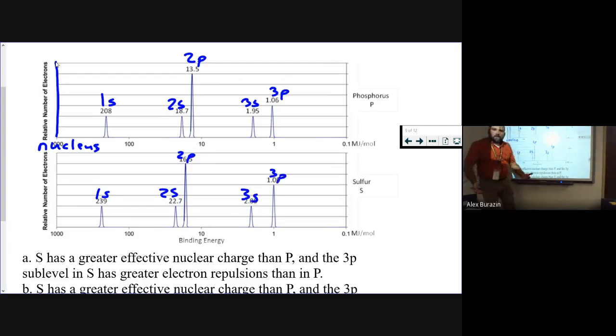So the peaks that the question is asking about are the tall ones, right? We have the 2p peak right in the middle, and we have the 3p peak the furthest right on both of these graphs. Those are the ones that they're comparing in this question. So they're saying, okay, why is sulfur's 2p peak further left? And you can see the value is 16.5. The phosphorus value is 13.5. So this one's further left. But the 3p peak is actually further right. This is 1.00. That's 1.06.